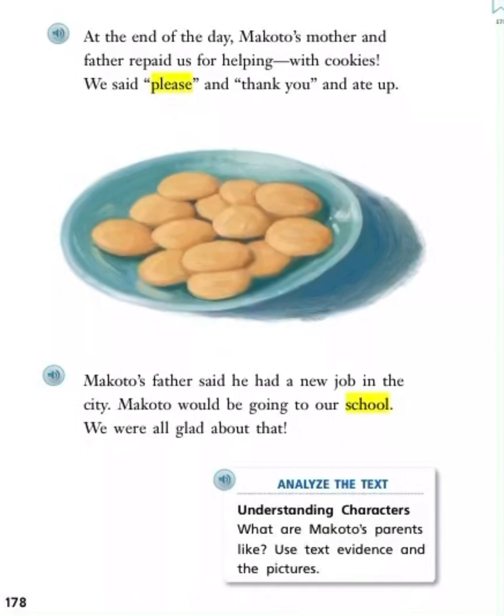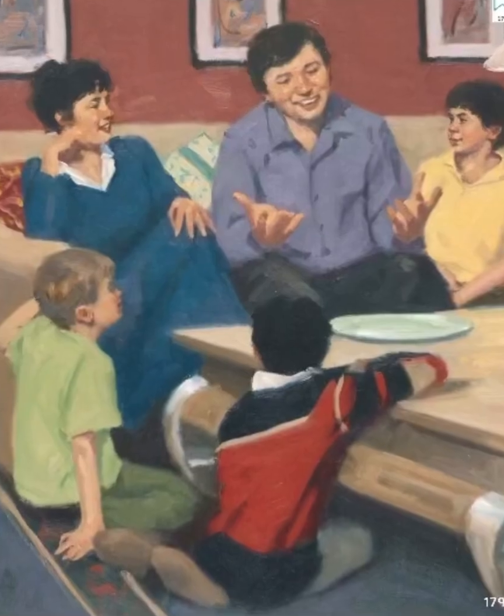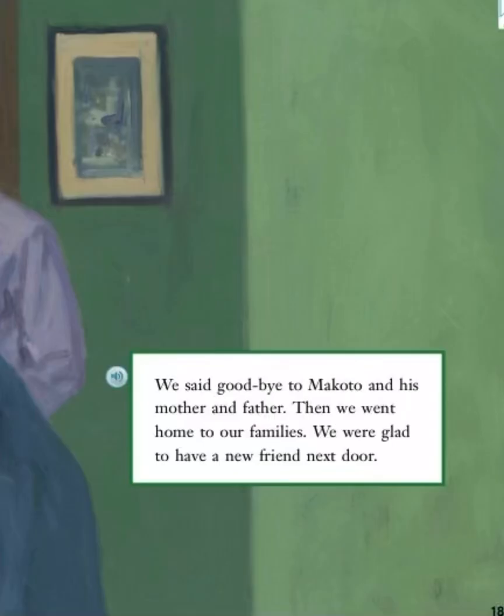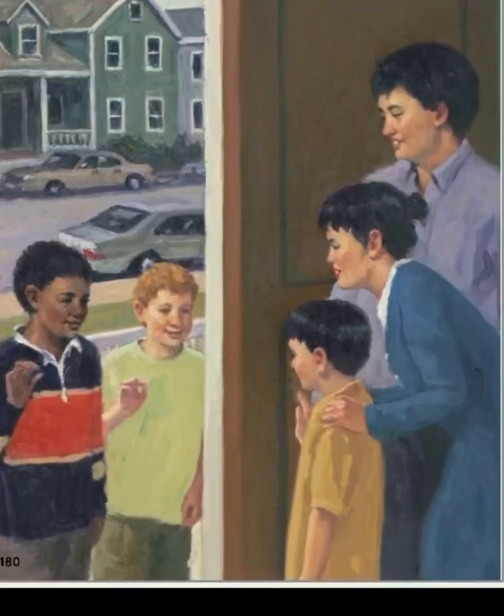Makoto's father said he had a new job in the city. Makoto would be going to our school. We were all glad about that. Analyze the text. Understanding characters. What are Makoto's parents like? Use text evidence and the pictures. We said goodbye to Makoto and his mother and father. Then we went home to our families. We were glad to have a new friend next door.